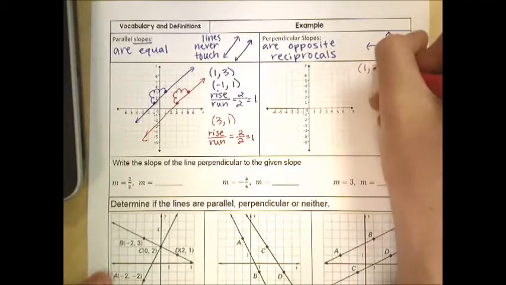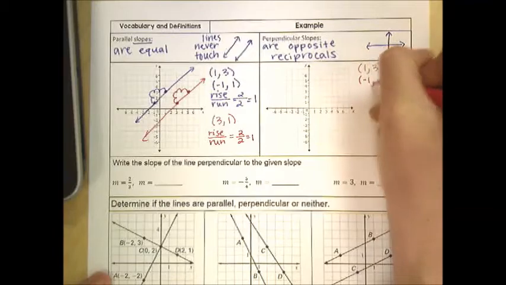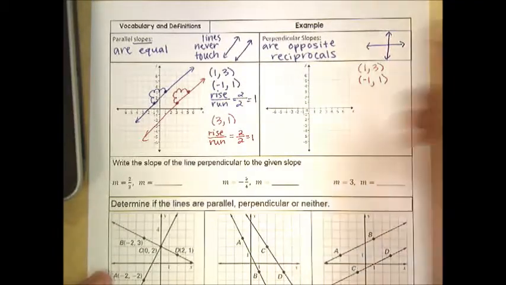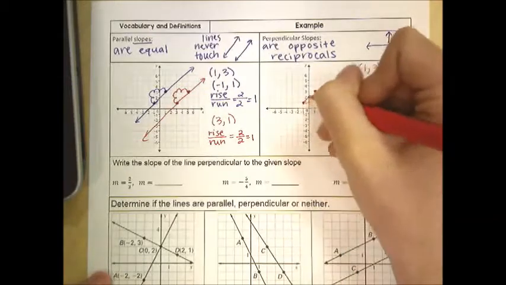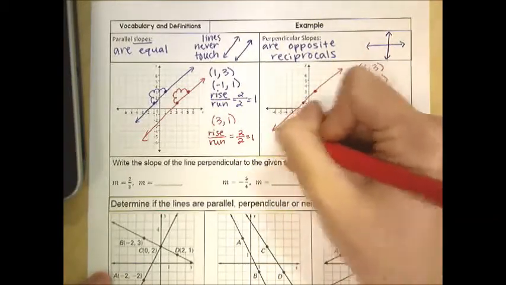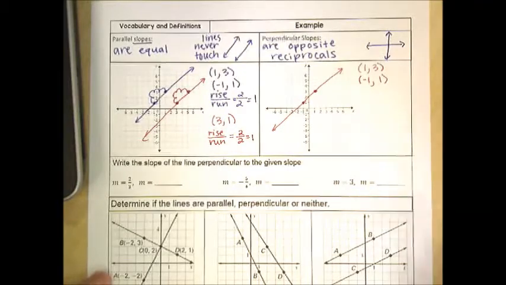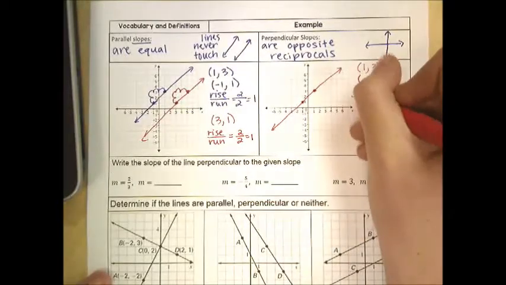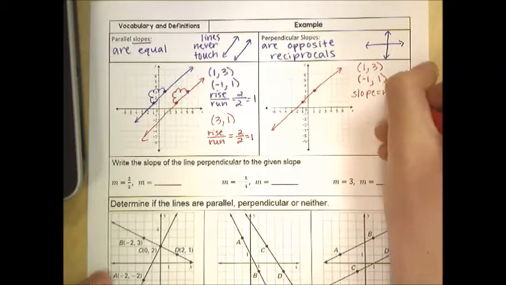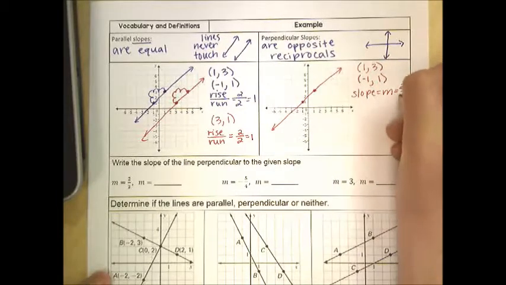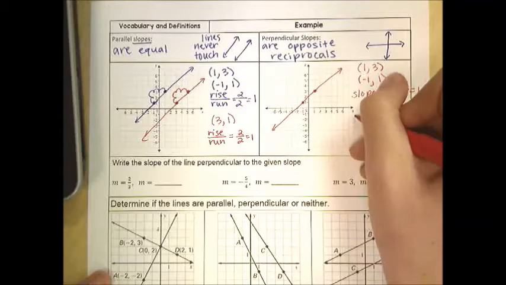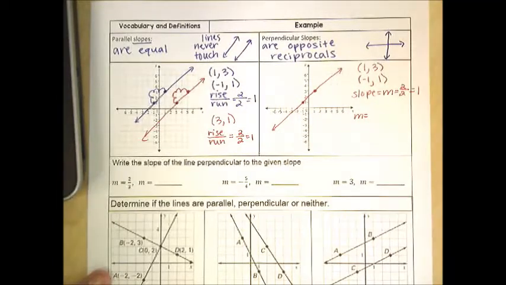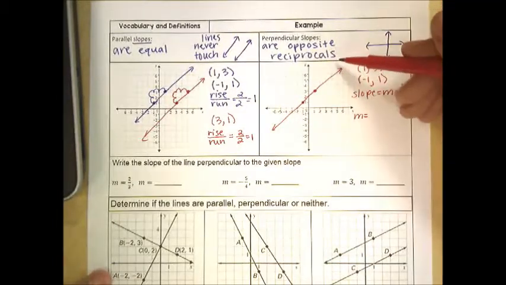Again, plot these points for me, 1, 3, and -1, 1. So the same points that we just used, 1, 3, and -1, 1. Connect that into a line. All right, so we said that our slope, we can write that as the letter M, was 2 over 2, which equals 1. So we know that our slope, I'm going to write M, for our perpendicular line is going to be the opposite reciprocal.